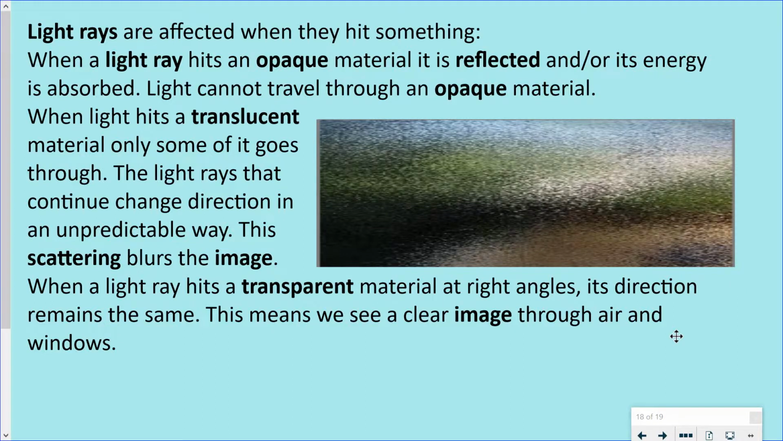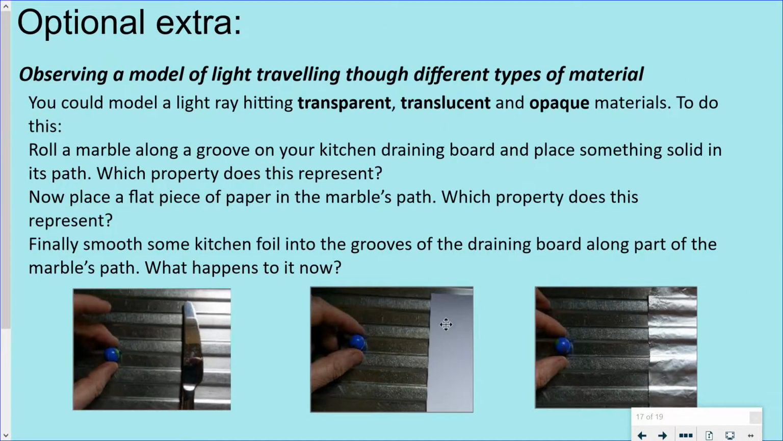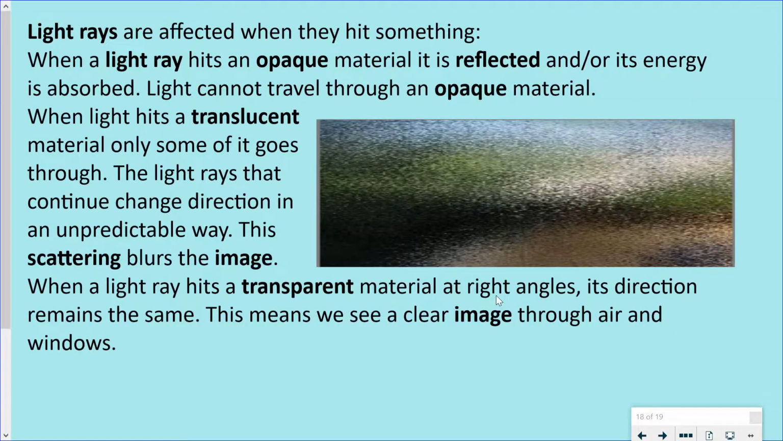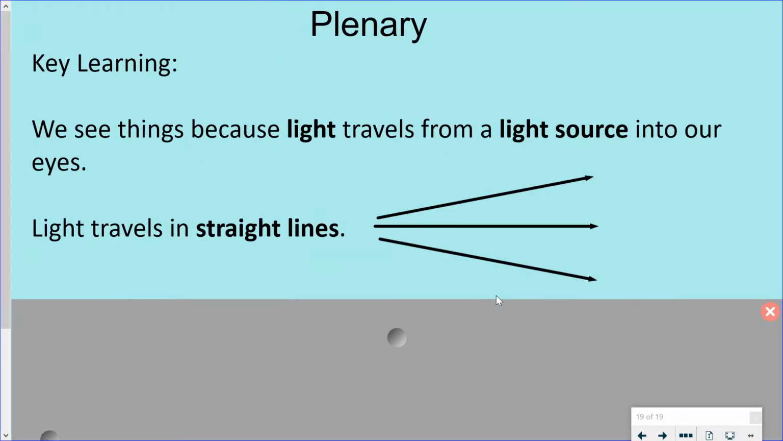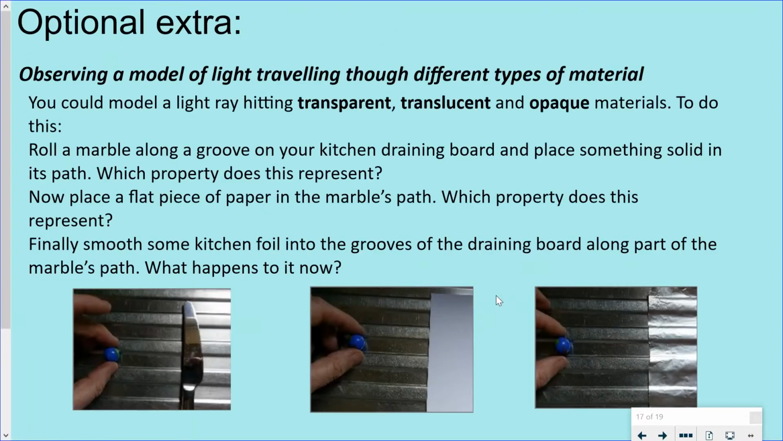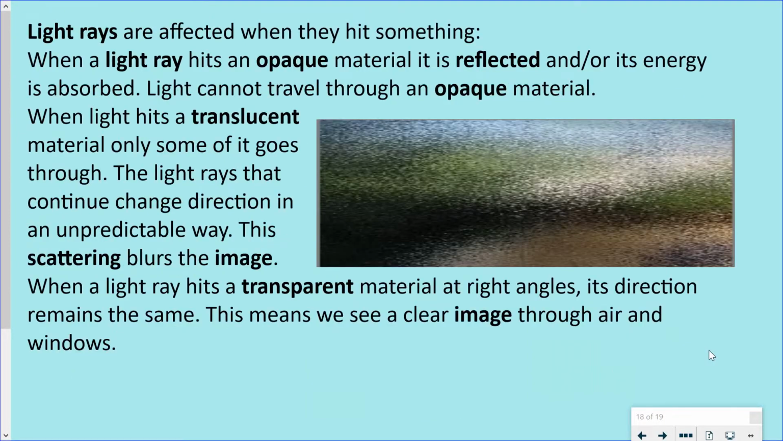So if you had the piece of paper over your grooves, you would have seen that the marble would have gone off in a different direction. So that represents translucent. And then when a light ray hits a transparent material at right angles, its direction remains the same. This means we see a clear image through air and windows. So the tinfoil, if I go back to the tinfoil, and you smooth it into the grooves, the marble would have just carried on. So that represents transparent.